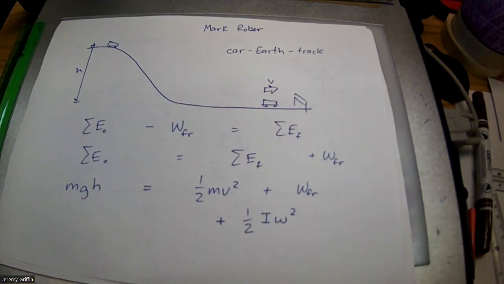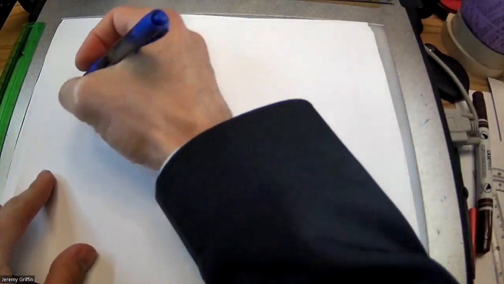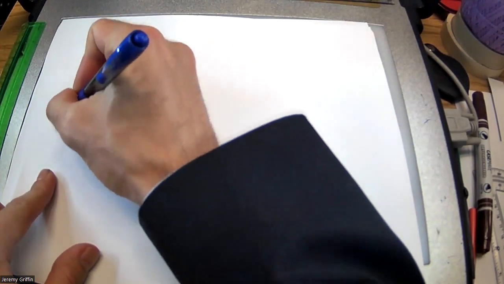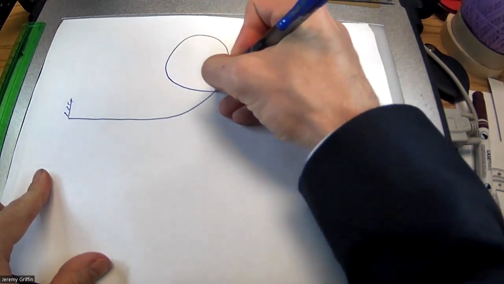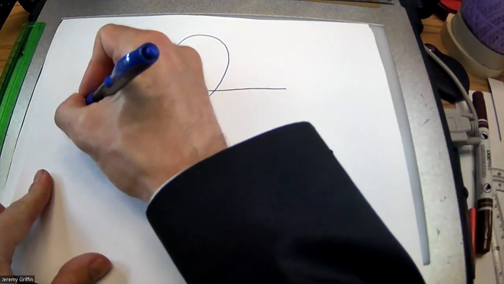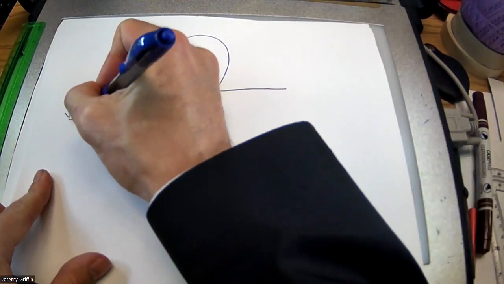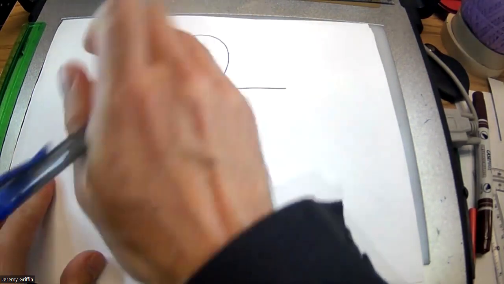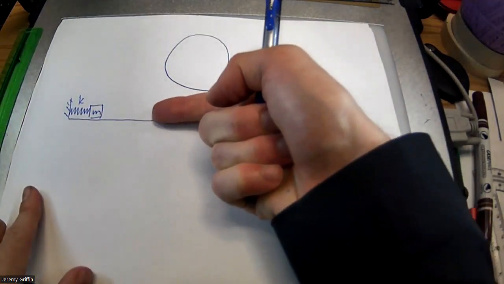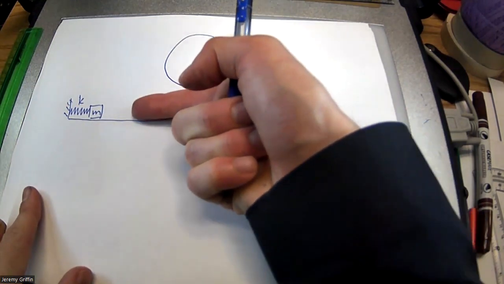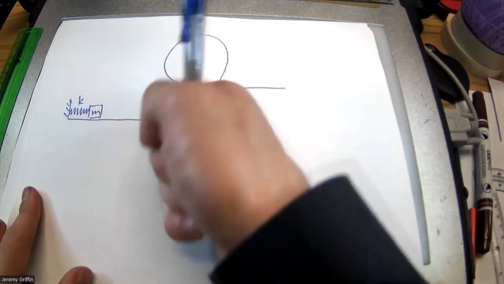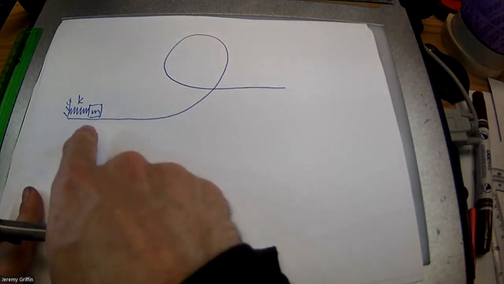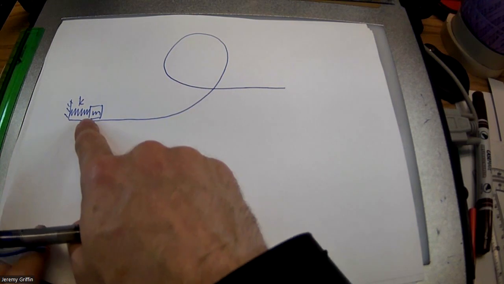Okay. How about let's do this type of setup. I've got a block smashed against a spring. Now, did it take some work, force times distance, to smash that block against that spring? So there's some stored spring potential energy.